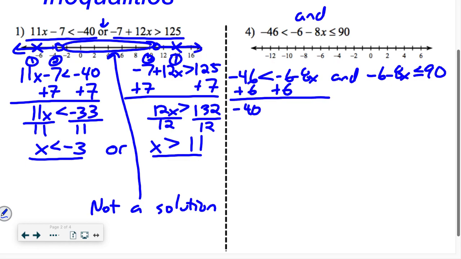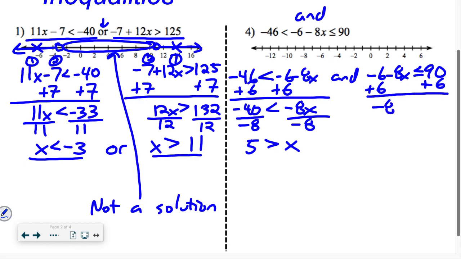So I have negative 40 is less than negative 8x. Divide by a negative 8. Positive 5, remember, if I divide by a negative, I gotta flip my symbol, so 5 is gonna be greater than x. When I look at the other one, I'm going to add 6 to both sides.